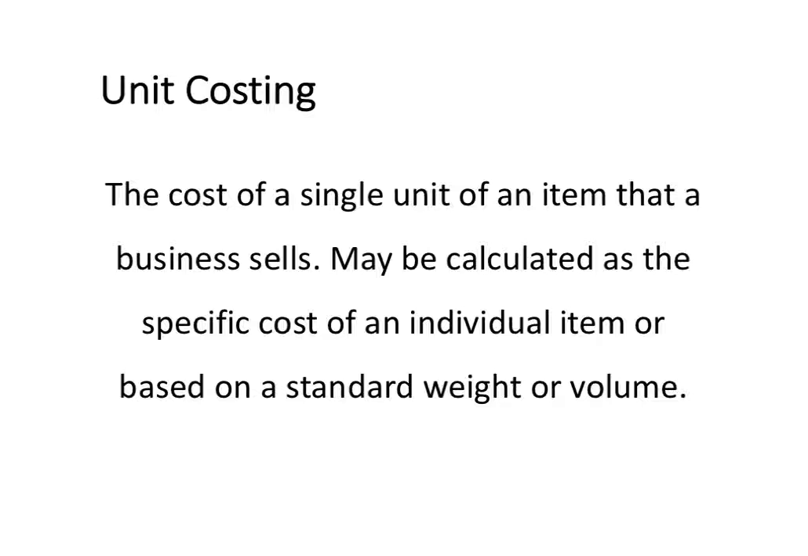In this video, we're going to have a look at calculating unit costings. The unit costing is the cost of a single unit of an item that a business sells. It may be calculated as the specific cost of an individual item or based on a standard weight or volume calculation. The unit costing can then help a business set its sale price to make sure that it is receiving a specific profit margin that it wants to be earning.